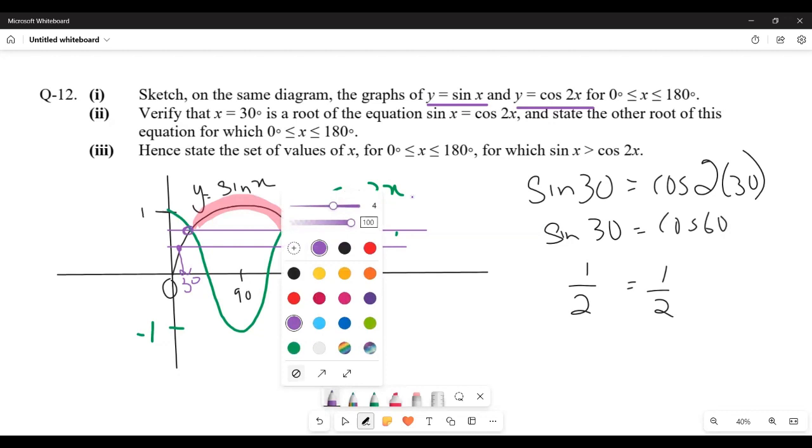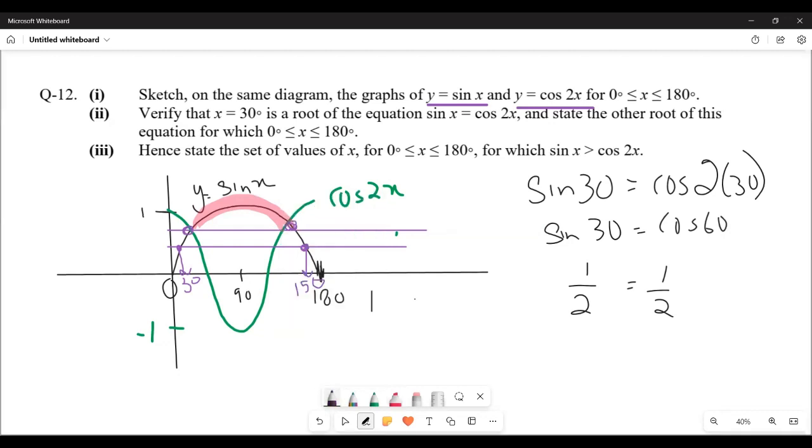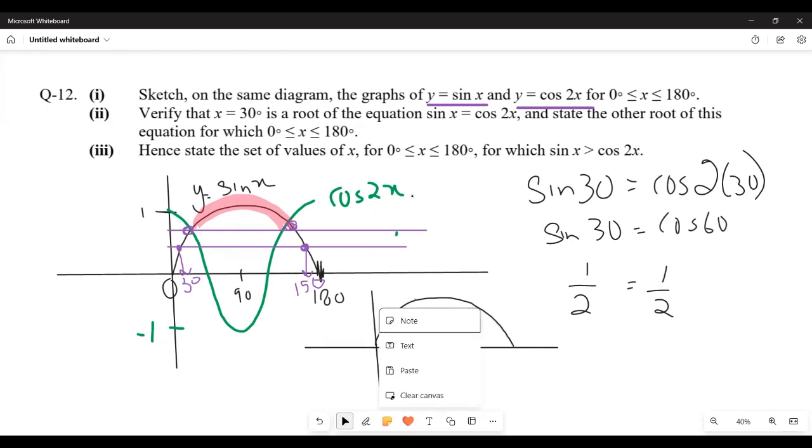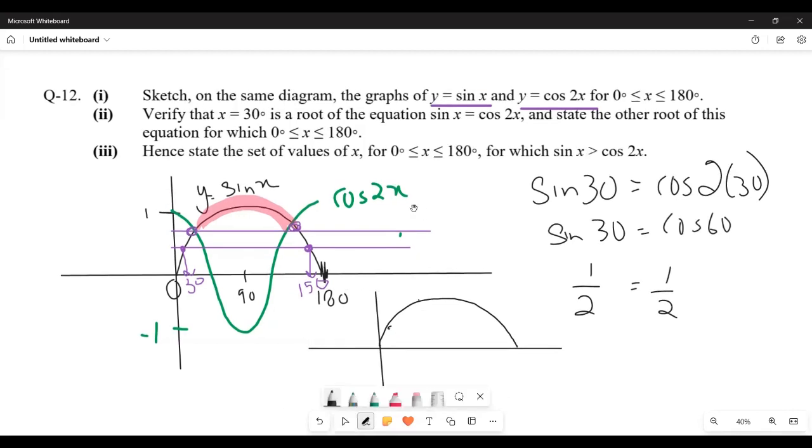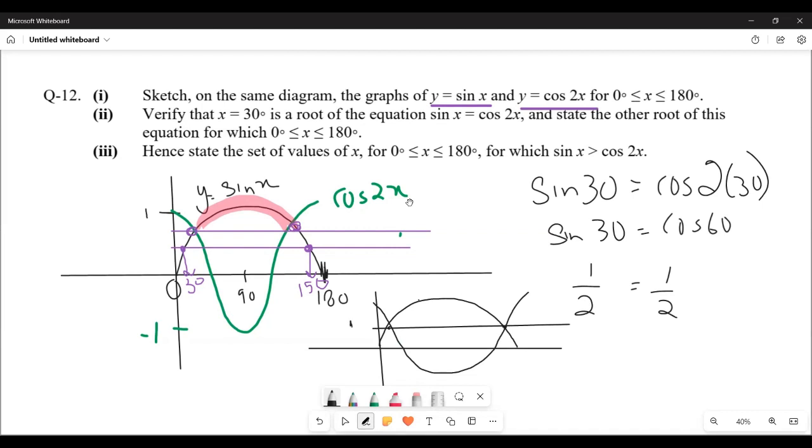Let me try to make it again. So that is this, and the other one should be meeting here and here, exactly in between. So the graph should look like this. So the graphs meet at half on the y-axis.